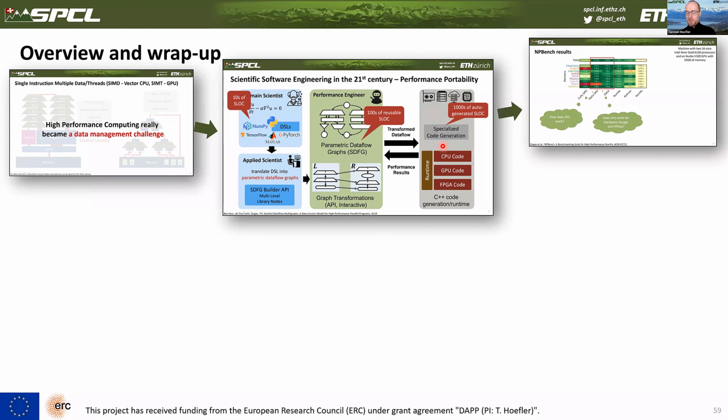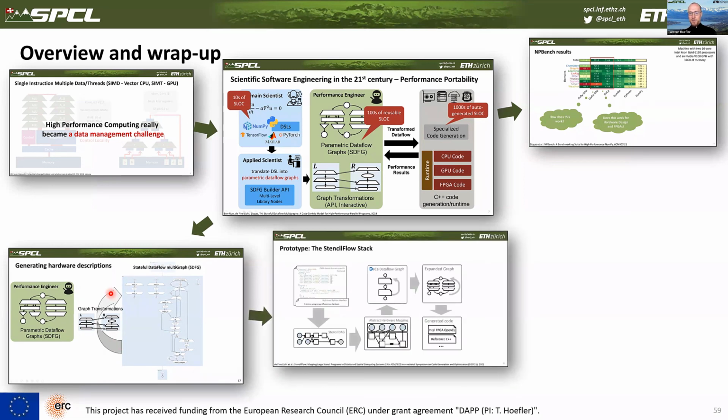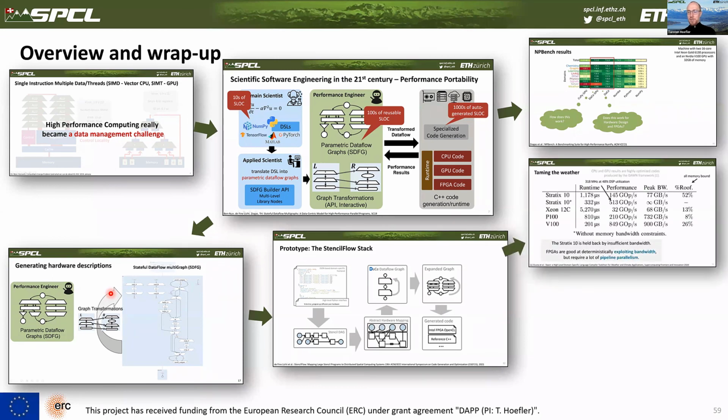Then we looked at NPBench as a sideline. If you want to develop a high performance Python implementation, you should look at NPBench as a fair benchmark to compare the various ones. Then I showed you how to generate hardware descriptions through Vivado HLS tools. I showed you a particular example of StencilFlow applied to a real climate and weather application, and then some results for a realistic weather stencil.